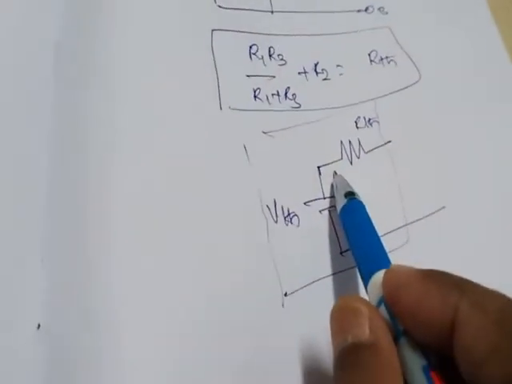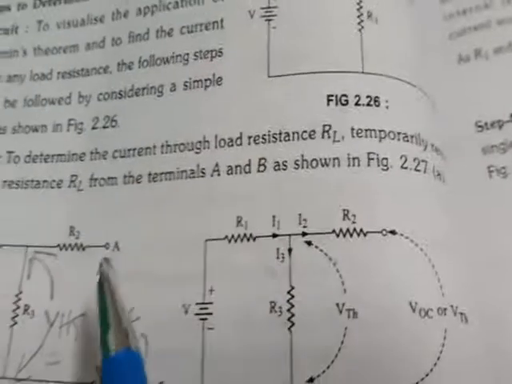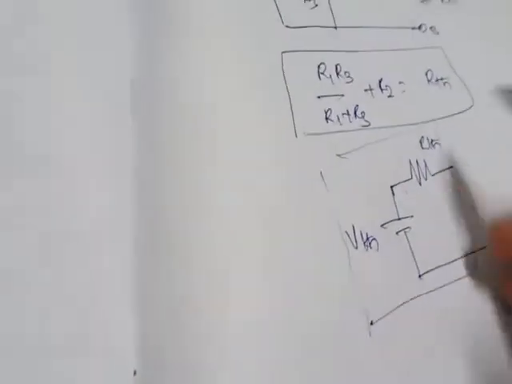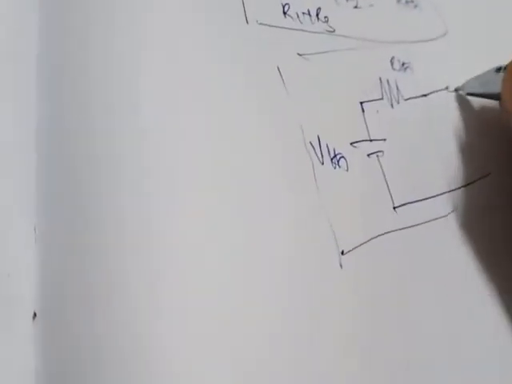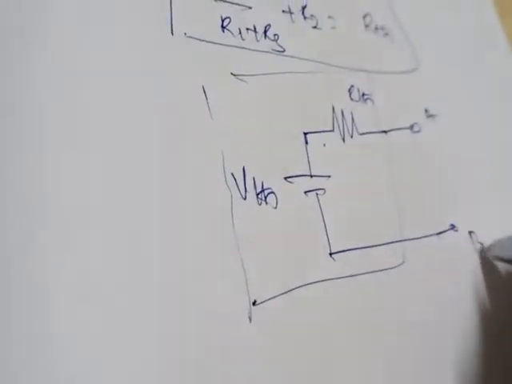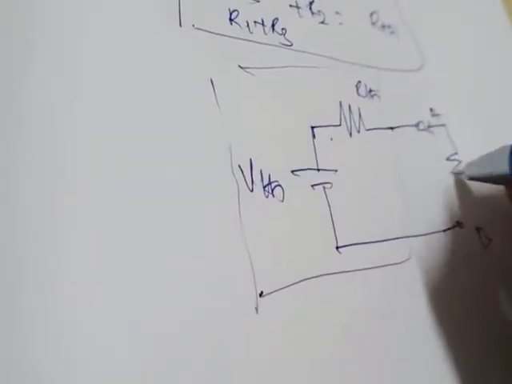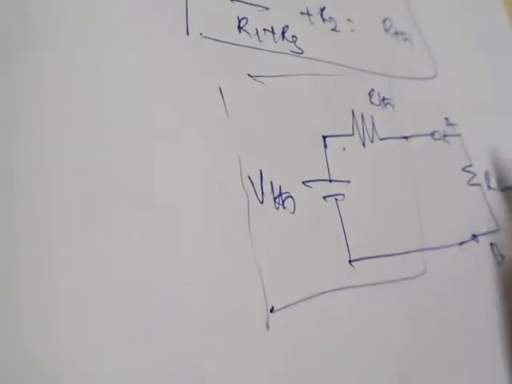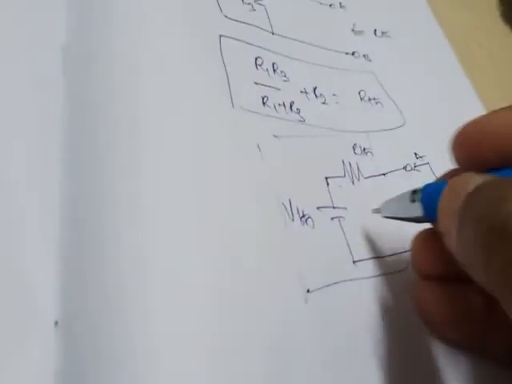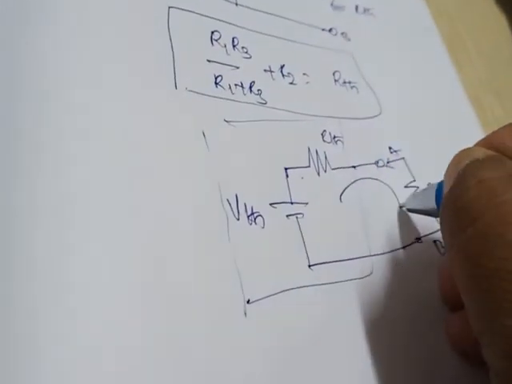Now the load resistance that we removed during the initial process, between A and B, has to be replaced over here. So whatever load resistance was across A and B, bring that and connect it over here, that is R. Now this is your total circuit. For this circuit you need to find the current flowing through the load resistance.